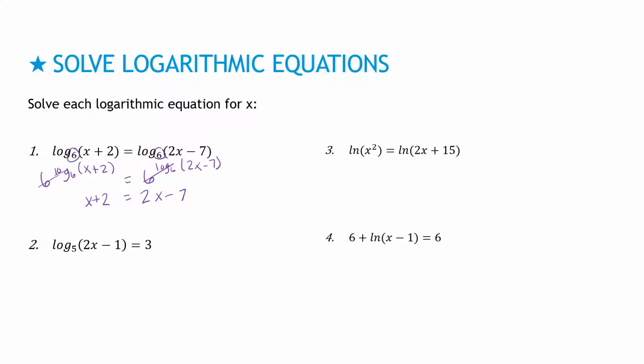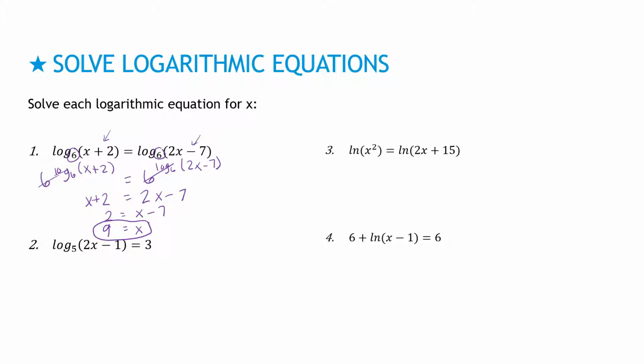I just have x to the first, so let's just get x by itself. Subtract x from each side. Add 7 to each side. 9 equals x. Double check. Yep, that would make it positive.